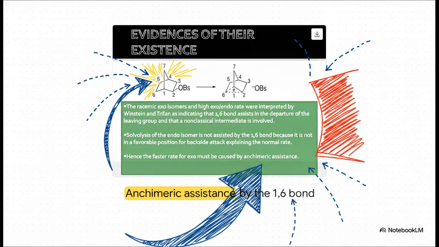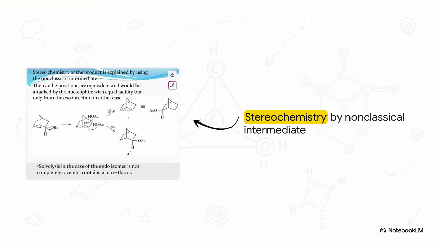The endo isomer, however, is totally out of luck. Its geometry entirely prevents the 1,6 bond from providing that backside assistance, which explains why it just reacts at a normal, slow rate. And this brilliantly illustrates exactly why the product looks the way it does.